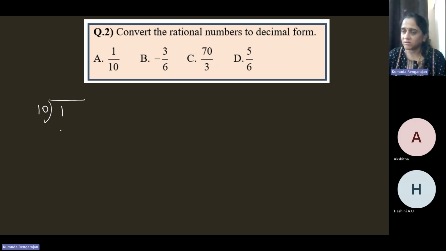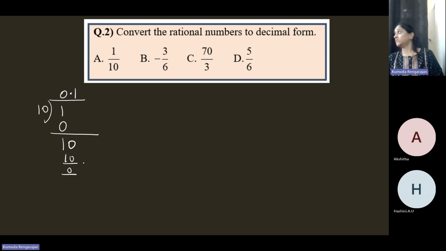10 ones are 10. So 10 into 0 is 0. Correct? Now what's the remainder? 1 is the remainder. Next, what should you do? Bring the next digit down. There's nothing. So then what should you do? Keep a point, add a 0. Now 10 ones are 10, 0. So 1 by 10 is 0.1.